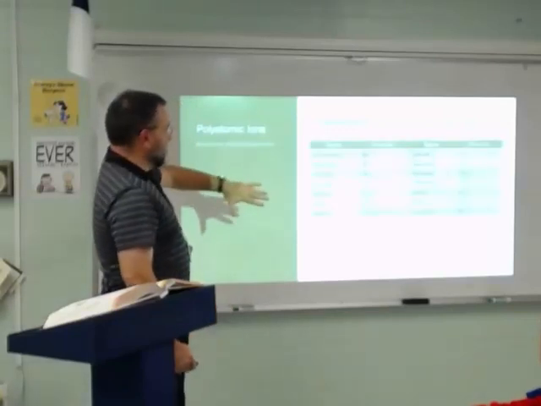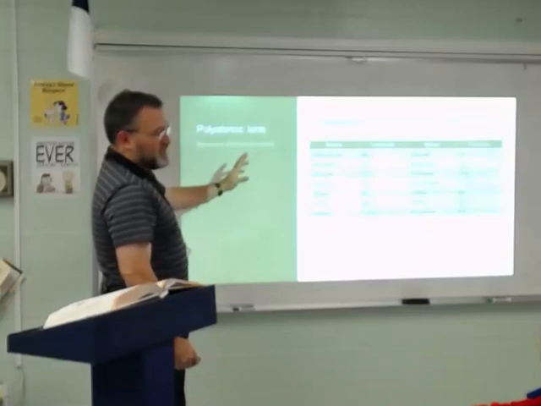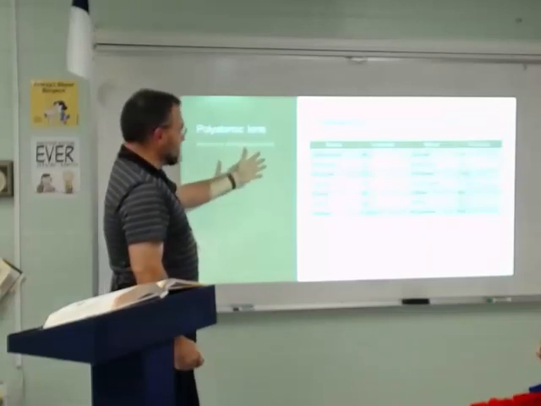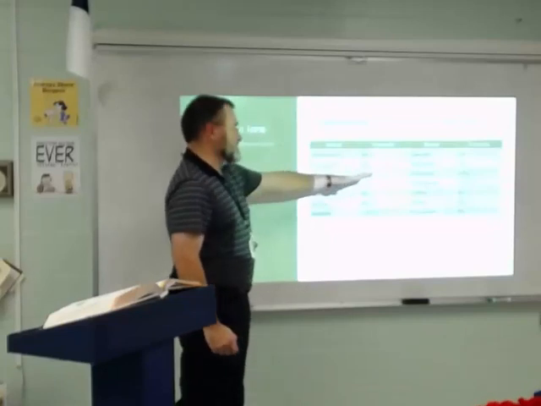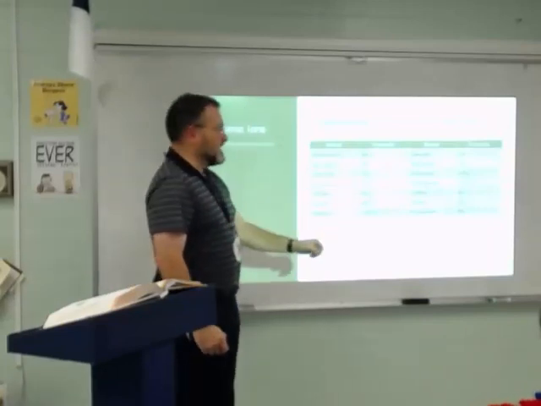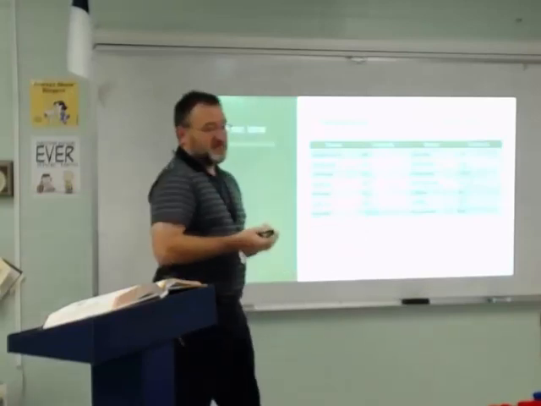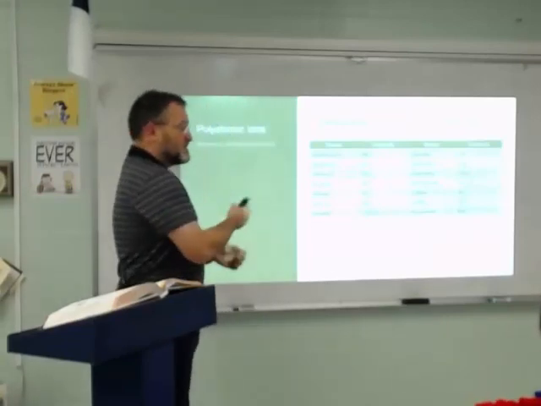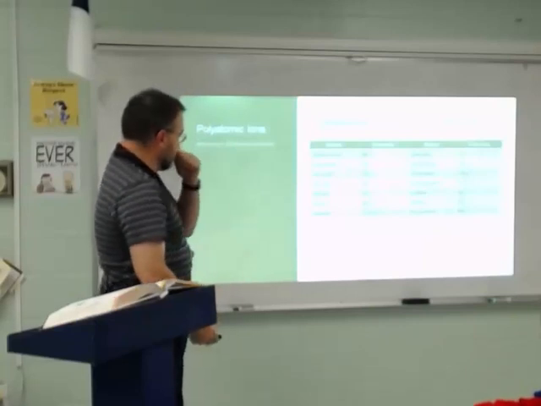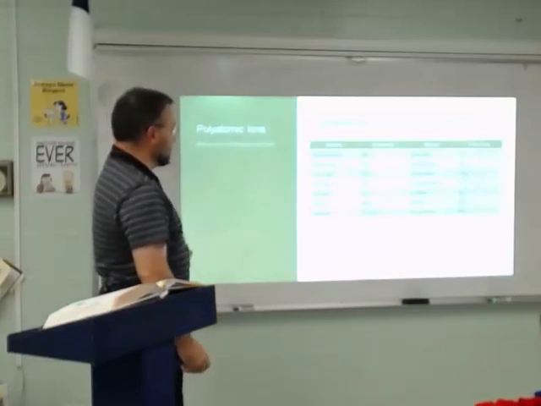Here's our list of polyatomic ions. This is table 5.1 for 3rd edition, table 9.1 for 2nd edition. It lists all of the polyatomic ions that you're responsible to memorize, with their formulas and their charges, because knowing the formula and knowing the charge is going to be very significant in figuring out the formulas for the compounds.